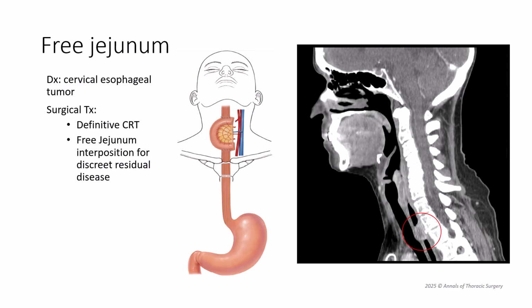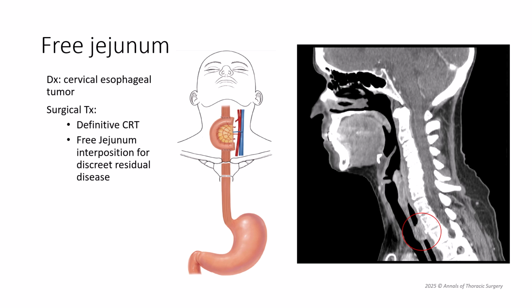This is a free jejunal interposition that was performed for resection of the cervical esophagus where a single-site squamous cell esophageal tumor at the level of T1, T2 was identified. This was a very difficult distal anastomosis and sometimes can be performed with a thoracic distal jejunal anastomosis, and at other times can be performed from a large collar incision with flexion of the head to deliver that distal portion of the esophagus above the level of the thoracic inlet.